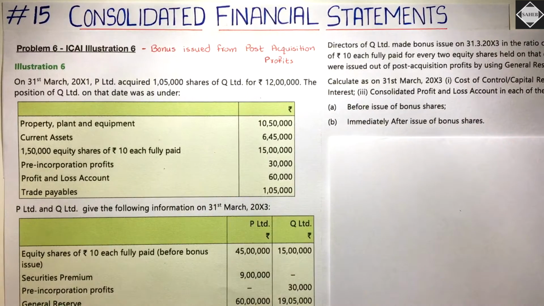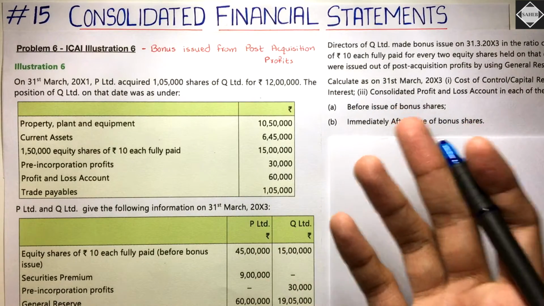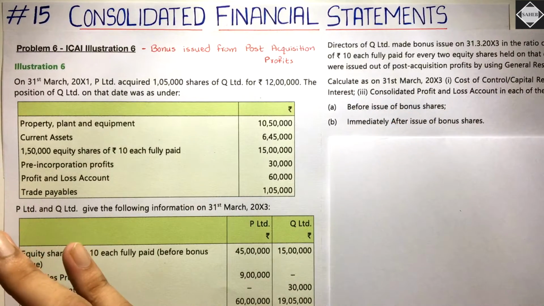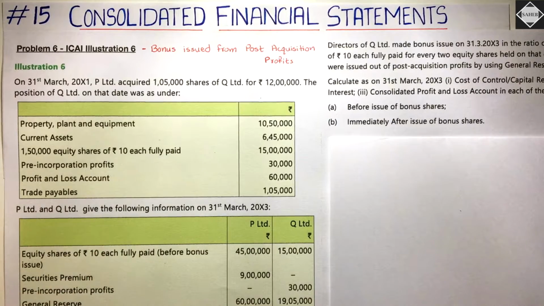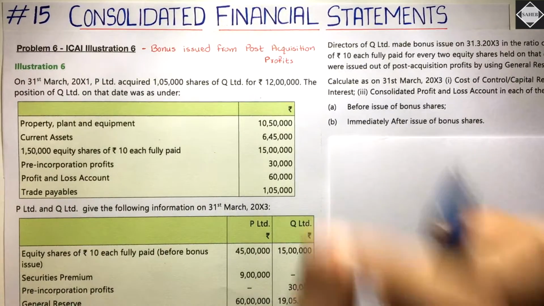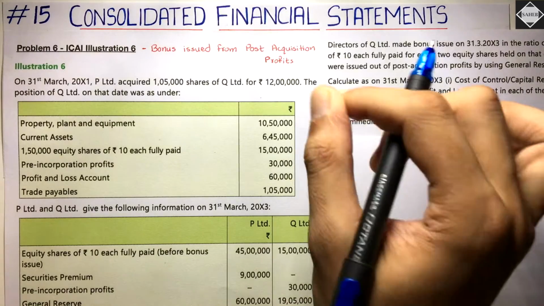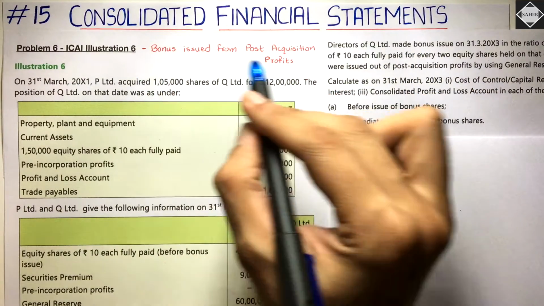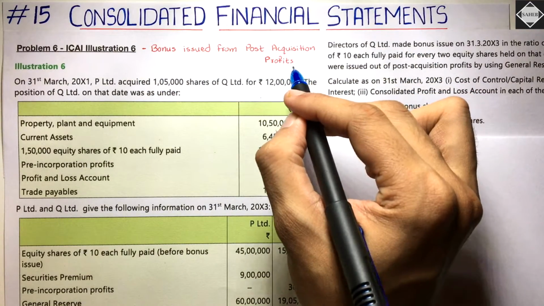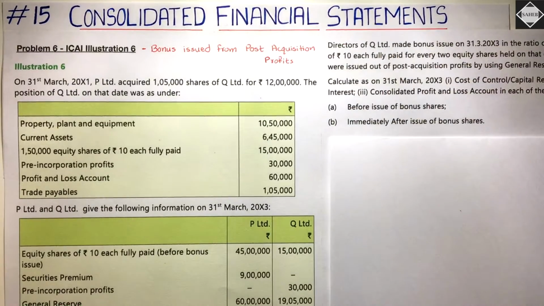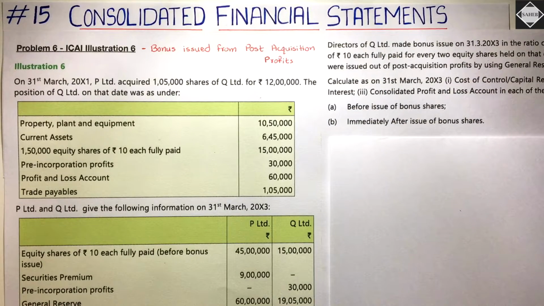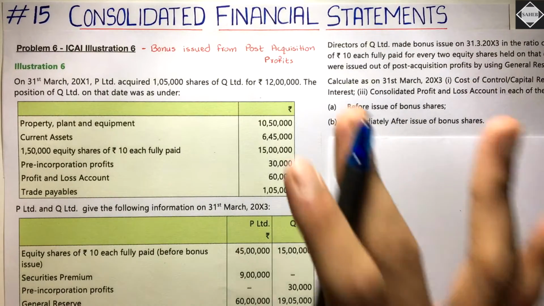Normally what happens, if the question is silent, we always assume the bonus is given out of pre-acquisition. But sometimes the question will give you specific hints, or the question will directly tell you that bonus is given out of post acquisition profits. So in that case, how you have to do the adjustment of bonus, that you have to understand properly. So that is what we are going to see over here.